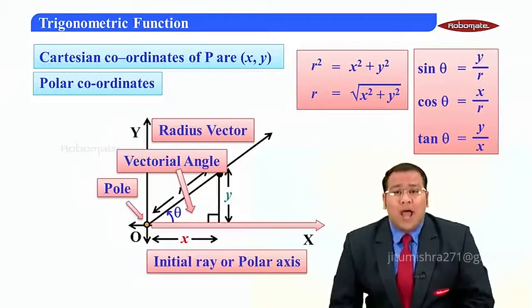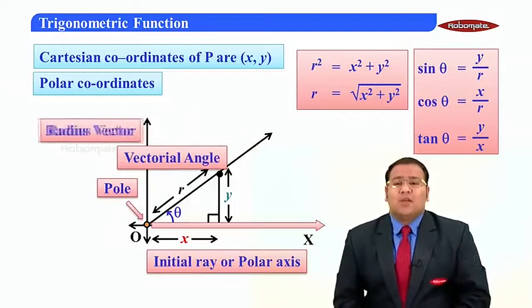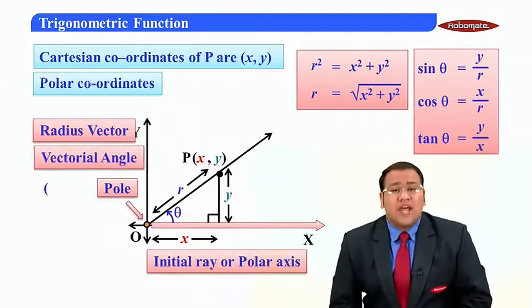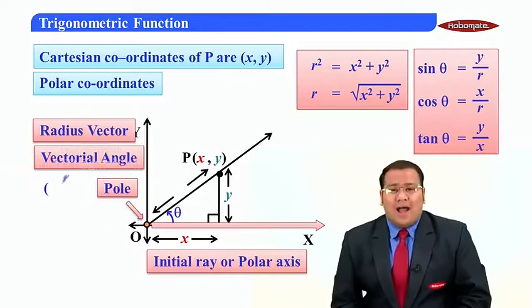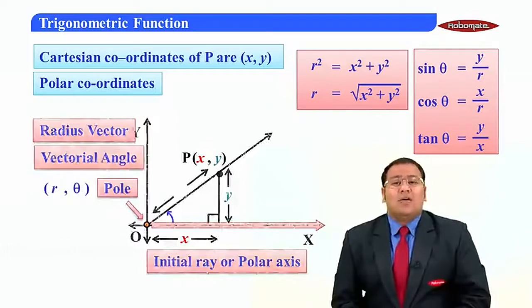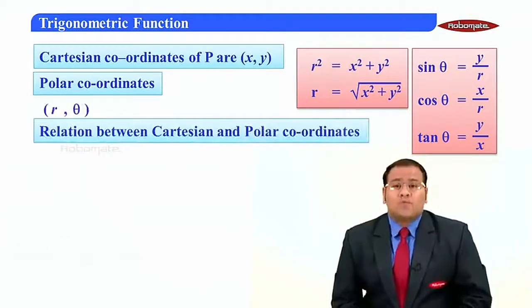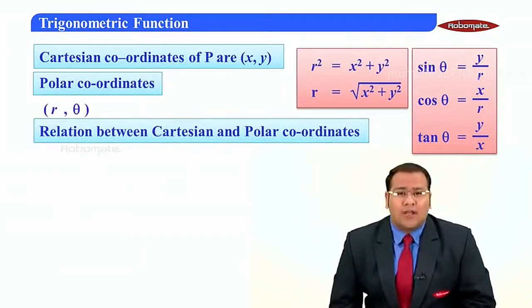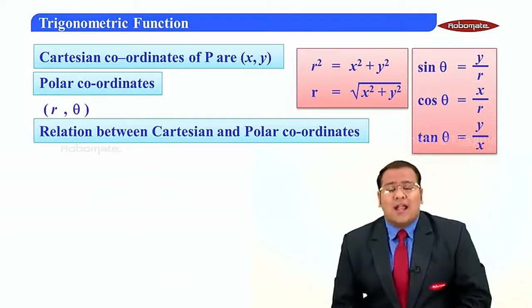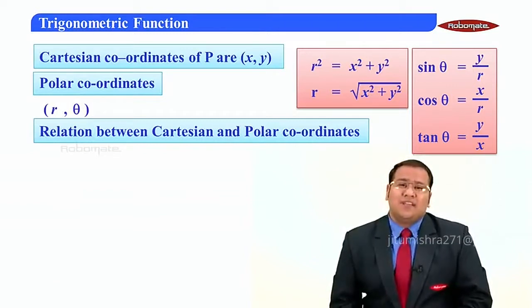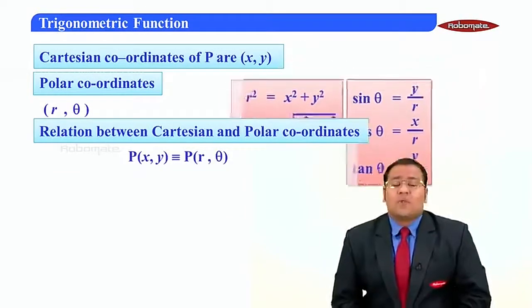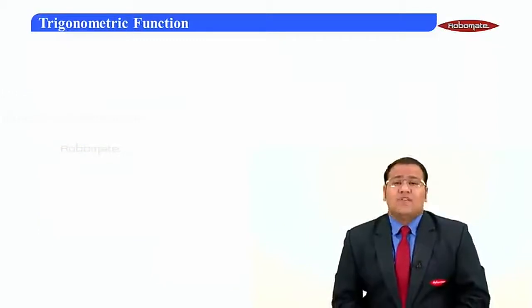So for polar coordinates, what you require is the radius vector and the vectorial angle, which are represented by r and theta respectively. So moving ahead with the relation between Cartesian and polar coordinates. For simplicity, Cartesian are always present in x and y, and the polar coordinates are always present in r and theta. So this is the relation which you have.